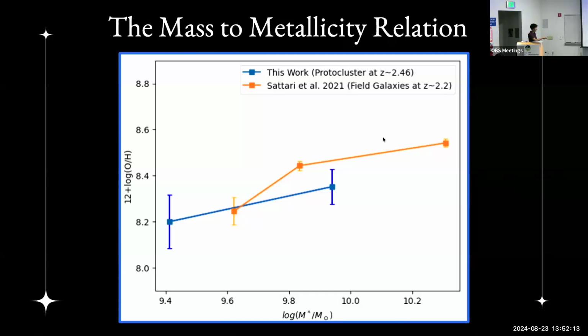As you can see, like I talked about before, the error bars are still uncomfortably high. And one thing I do want to touch on before I move on from this slide is that the reason I used the field galaxies from Satari's 2021 paper is because they used the same calibration as me. So these results are very comparable.